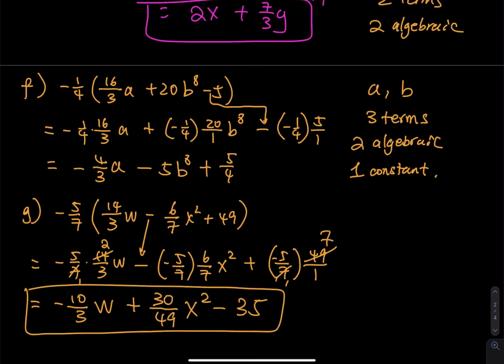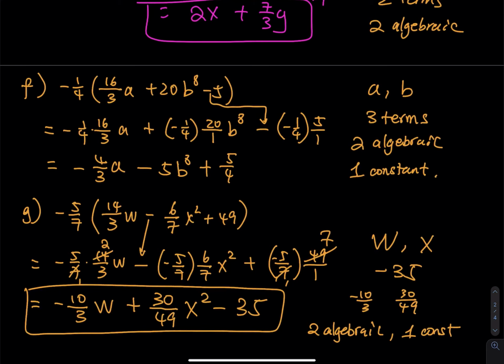How many variables? We have w and x, and then one constant, right? One constant, negative 35, and then how many coefficients? 2, negative 10 over 3, and 30 over 49. There are three terms in total, 2 algebraic, and then one constant. All right, looks good. And then the last one is h.